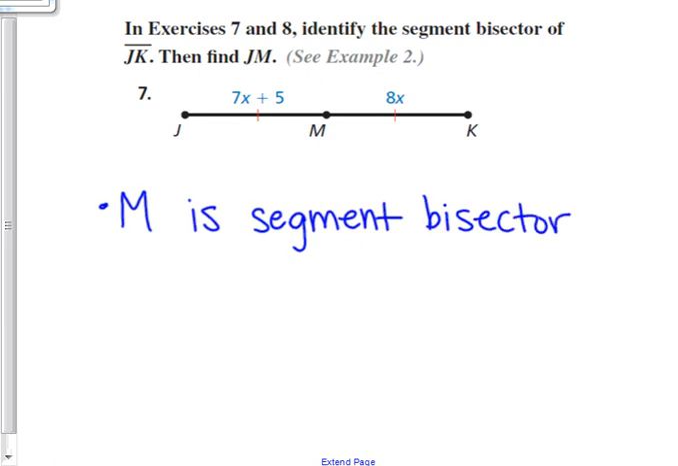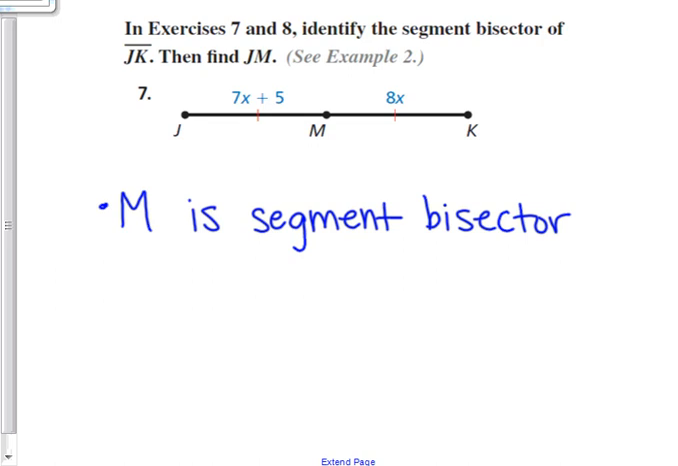And then it wants us to find the distance between J and M. Okay, well, I know that I need to find x. That's going to be my first step because I need to find the actual distance. I can't just say that 7x plus 5 is JM. I need an actual number for my answer.